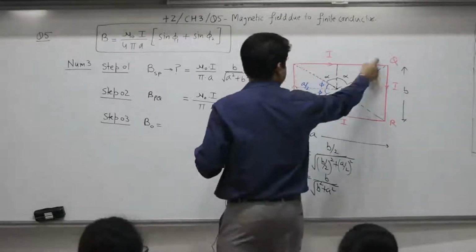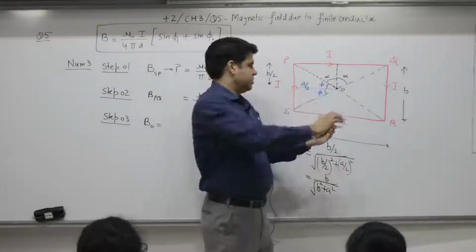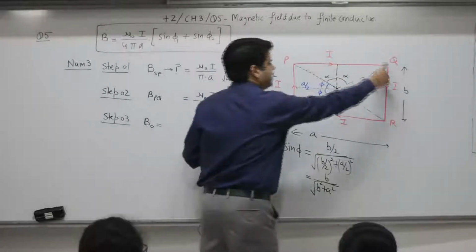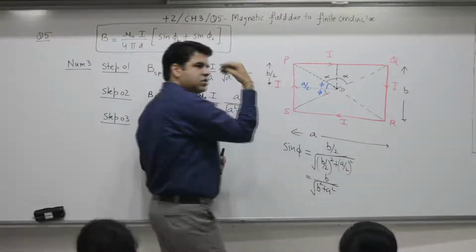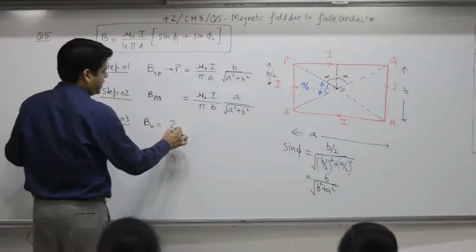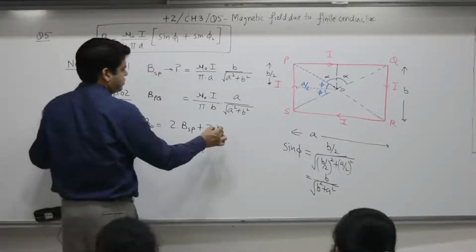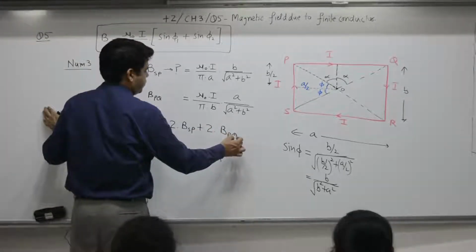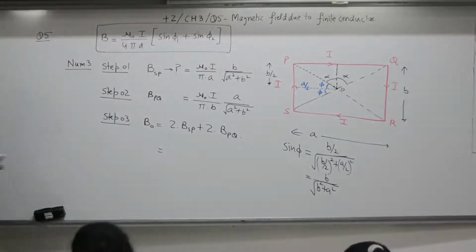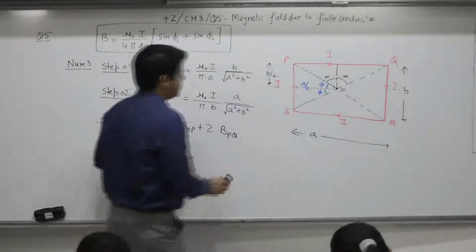Similarly, these two, PQ and QR: PQ inwards, RS inwards, simple. Direction is clockwise, all will support. That is why B naught is equal to 2 times SP plus 2 times PQ. Put the values. Two times SP and 2 times PQ.